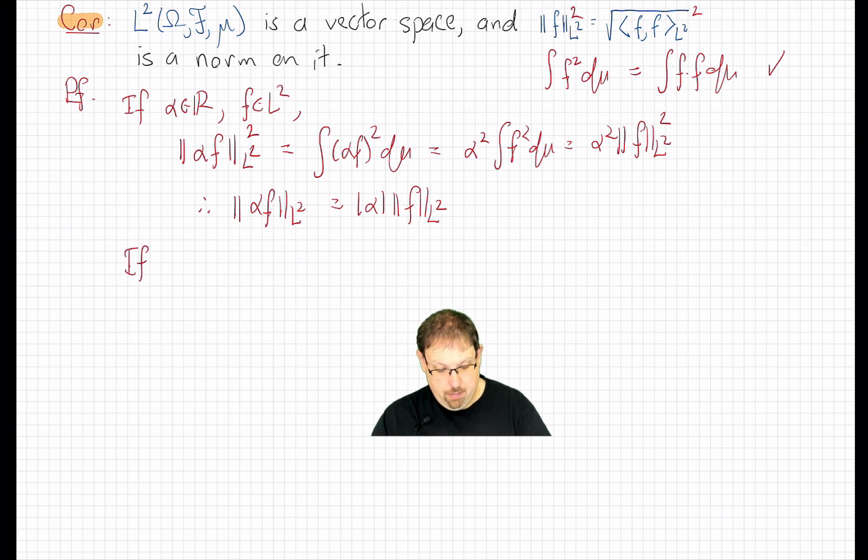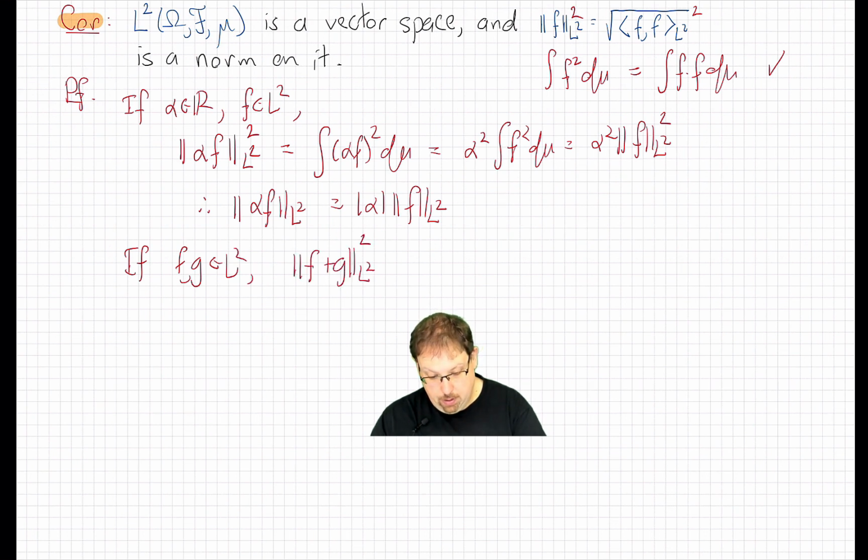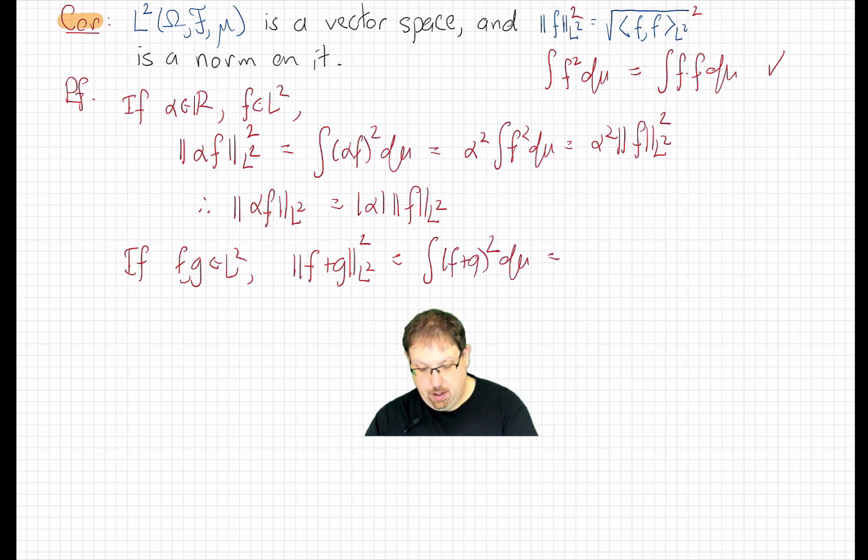Now, if f and g are in L2, if I try to take the L2 norm squared of their sum, I just need to show that that's finite. So that's equal to the integral of (f plus g) squared d mu. And if I FOIL out the inside, that's the integral of f squared plus 2fg plus g squared d mu.